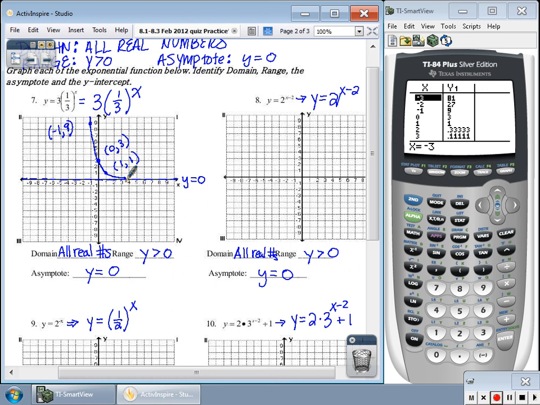Now that you have your 3 points, you can draw your graph. And remember, it hugs the asymptote there. Okay? This is exponential decay. We knew that because the base here, 1/3, is less than 1.